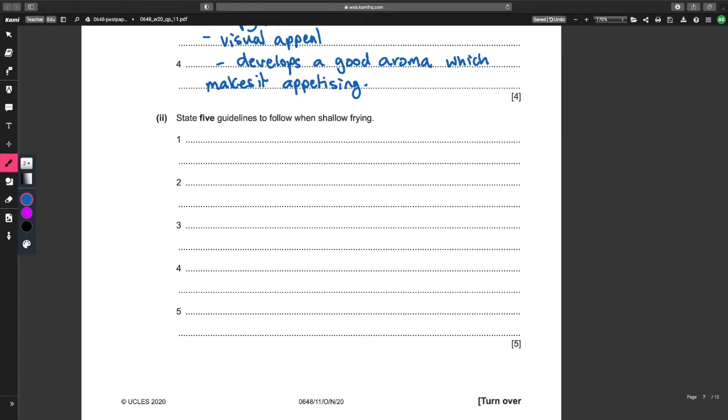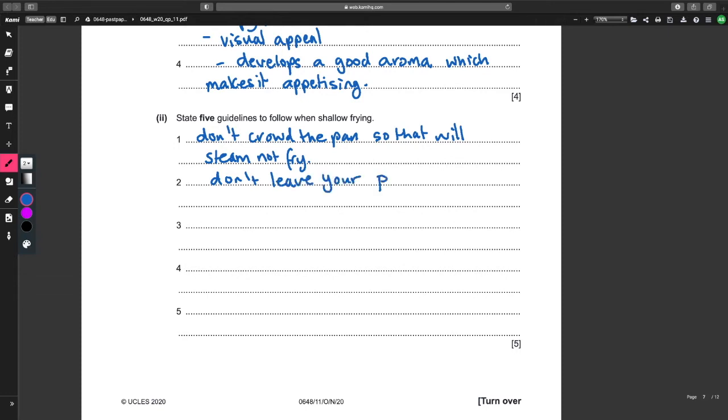Okay, so five guidelines to follow when shallow frying. I think what we're talking about guidelines is safety. Okay, so my first one here would be don't crowd the pan, so that the food will steam, not fry. Because you're trying to get rid of the liquid that the food contains so that you get that nice brown coloration on the outside. Okay, obviously the same with deep frying is don't leave your pan and stove unattended.